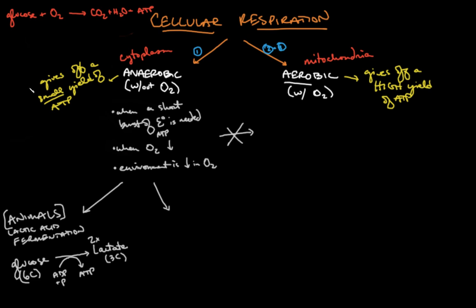So when oxygen's low in cells or in the environment, this is what happens. But when oxygen is reintroduced, then this process can be reversed. Of course, it takes ATP to reconvert it, but then that glucose can go through the aerobic components to make lots and lots of ATP. So that's really good. And that's us, right?